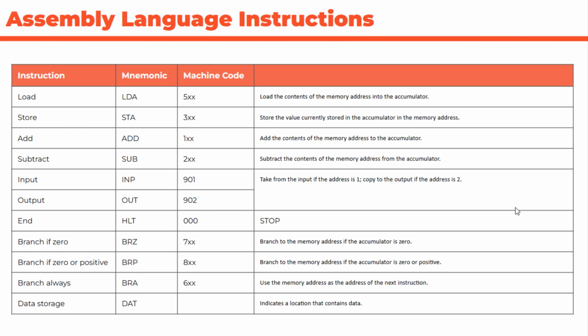And then you get to input commands. 901, because it's not expecting you to input an address, because you're not saving or retrieving, you're asking the user for something, you don't need any address from the user there. So we have 901 for input and 902 for output. 000, again, no address needed because we're ending. And we've also got branch if zero. Branch commands have addresses as well.